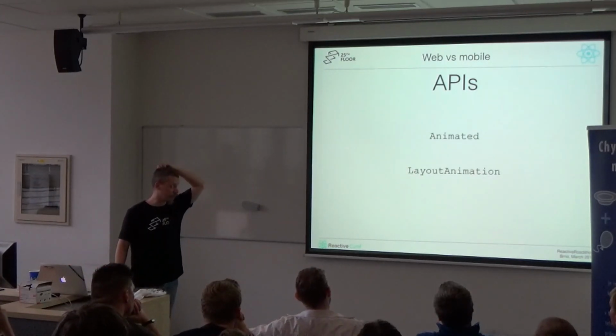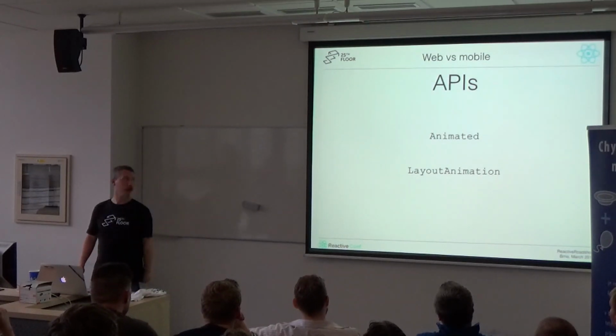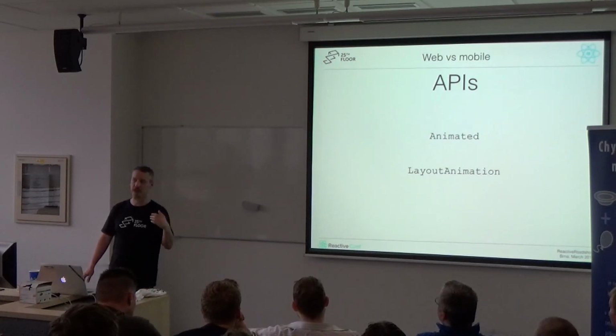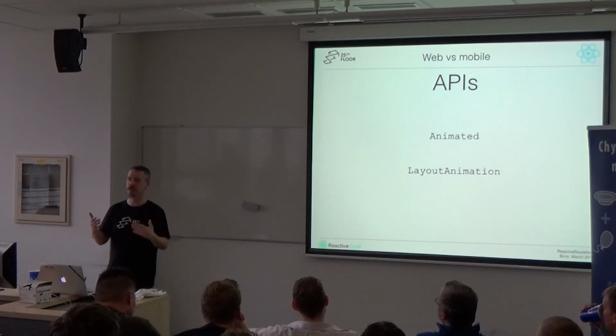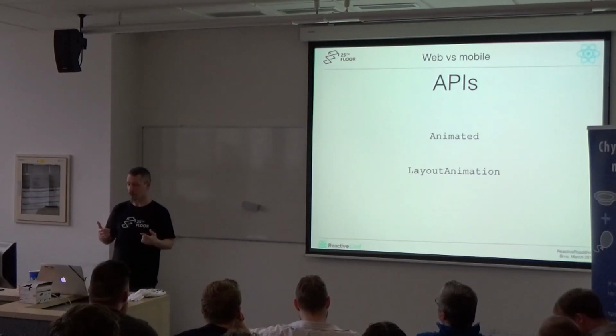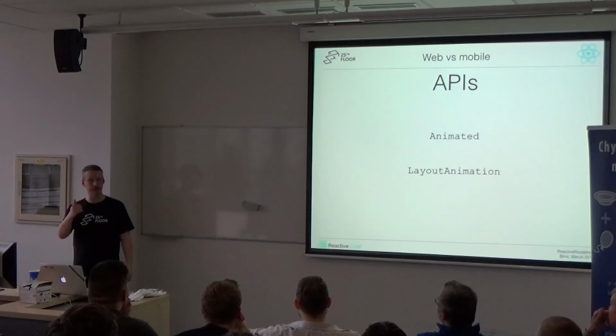Two of these APIs are more important in my point of view. Those are Animated and LayoutAnimation. What they are for is to manage animations that are driven by JavaScript, because this communication between the threads is slow and is unreliable. Unreliable in terms of you can't use it heavily. You can't use it 60 times per second. So there are these components where you can describe animations in a declarative way, and then the animation itself is handled on the device again in the main thread.